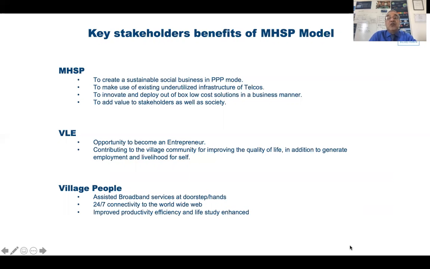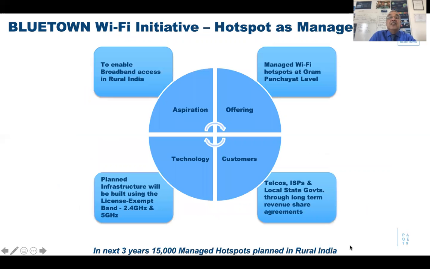For the VLE, it is a real opportunity to become an entrepreneur in your home itself, contributing to the village community for improving the quality of life, in addition to generating employment and livelihood for self and village people, village masses. They get assisted broadband services at doorstep, in their hands, 24 by 7 connectivity to the World Wide Web, content, cloud, improved productivity, efficiency, and enhanced lifestyle. So these are the benefits.